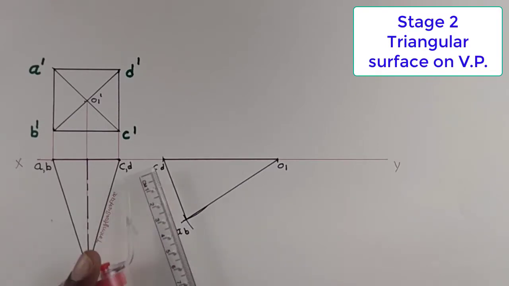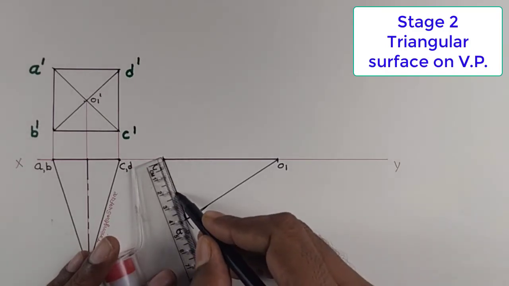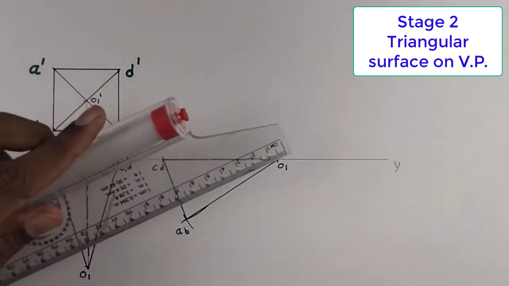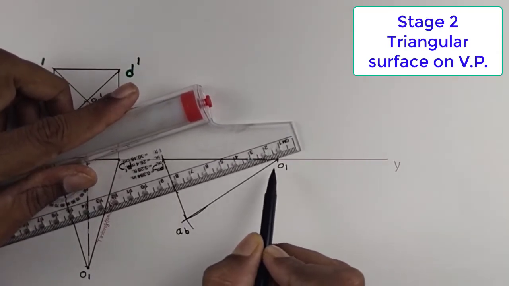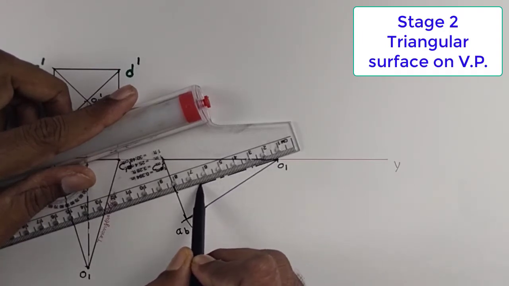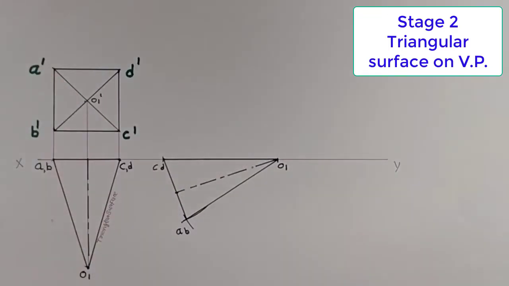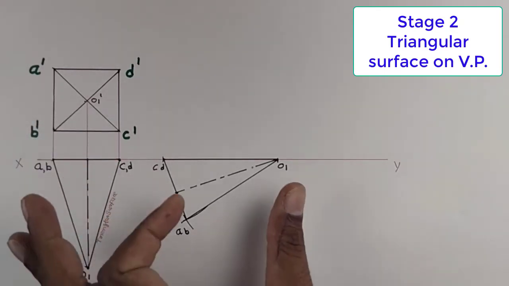Then you can mark the center axis also. So I mark the center axis as it is, full dot full dot full. So here, as per statement, we arrange our triangular surface on vertical plane.